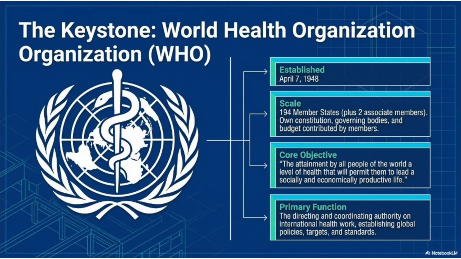At the center of this global health system is the World Health Organization, or WHO. Established in 1948, WHO is the specialized health agency of the United Nations. Its primary goal is to achieve the highest possible level of health for all people by coordinating international health activities and supporting countries in improving public health.